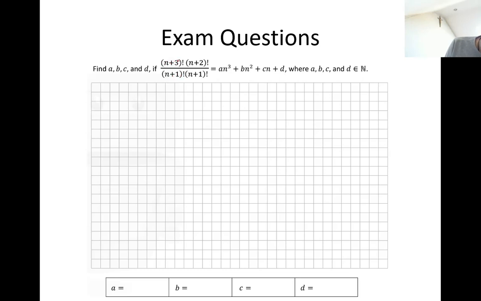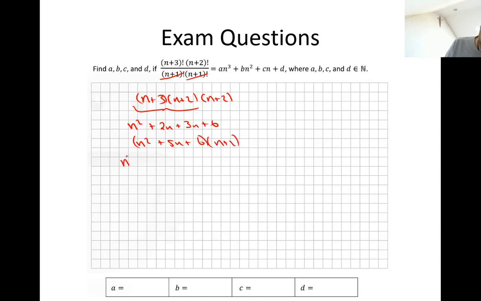So n plus 3 factorial, if I was to divide that by n plus 1 factorial, will give me n plus 3 times n plus 2. And if I was to divide n plus 1 factorial into n plus 2 factorial, I would simply get n plus 2. So all I've got to do here is just multiply these out. So let's multiply out the first 2. We get n squared plus 2n plus 3n plus 6, which is n squared plus 5n plus 6. And we now want to multiply that by n plus 2 to get our cubic equation.